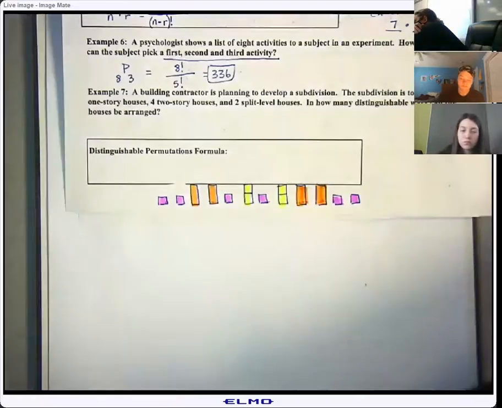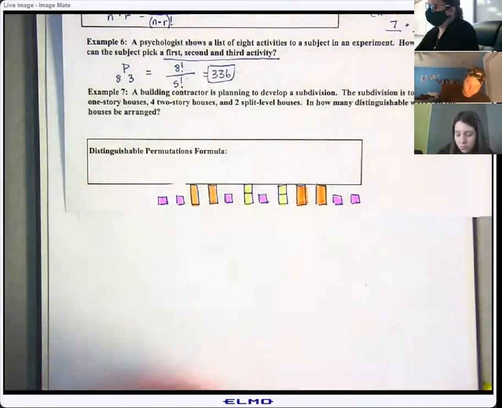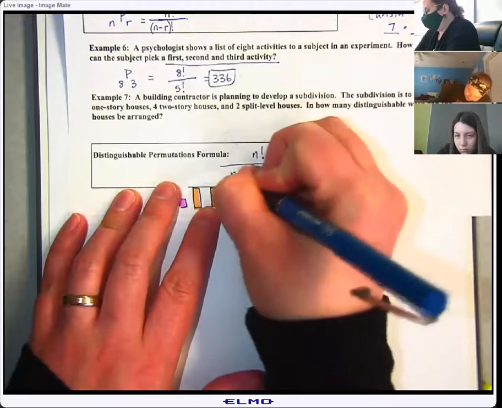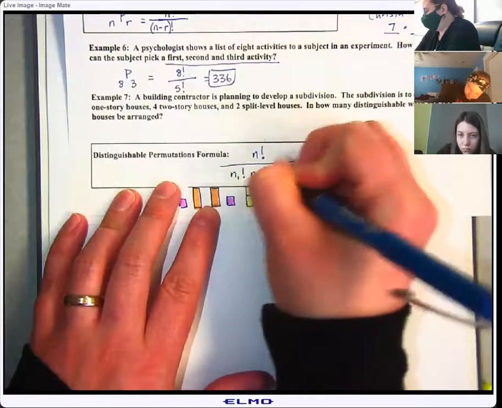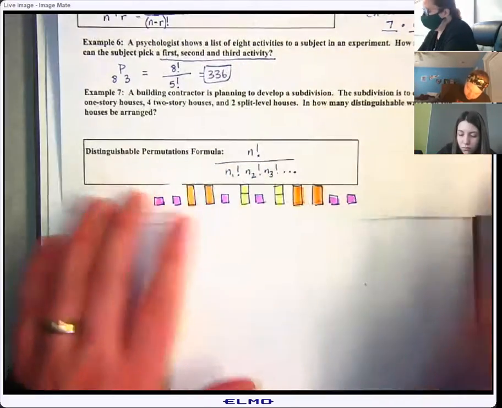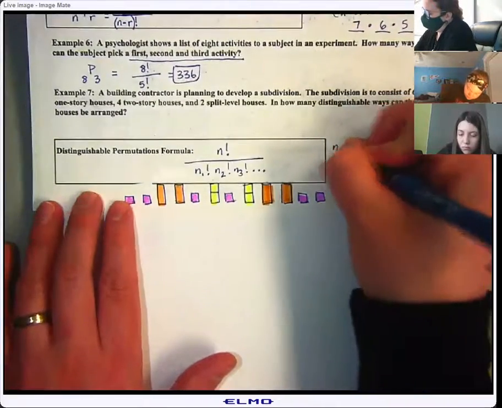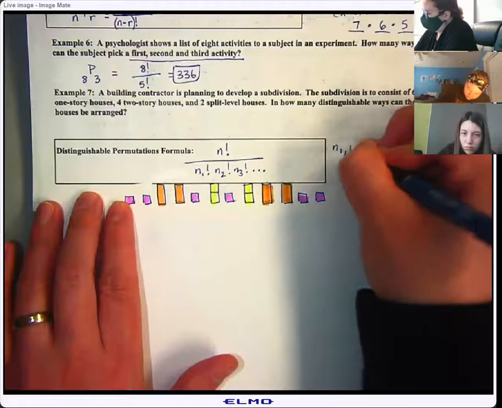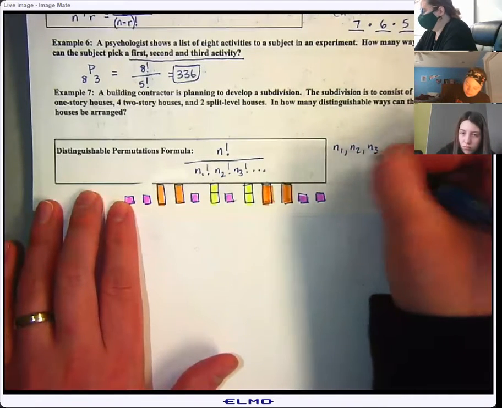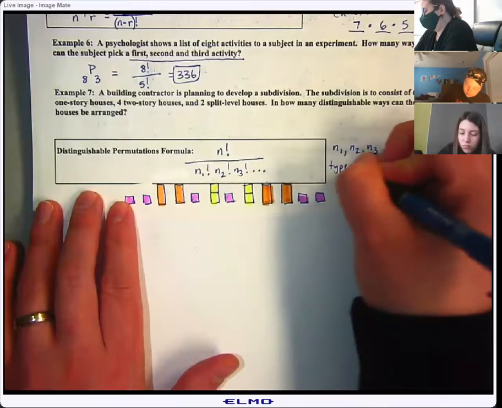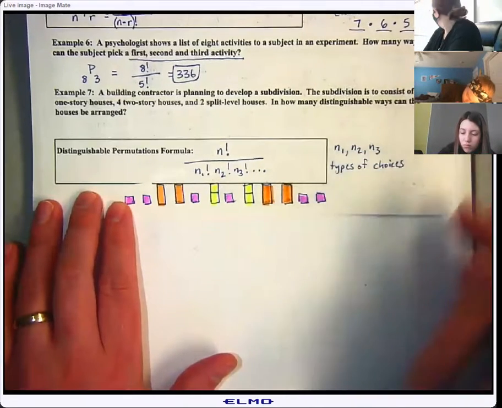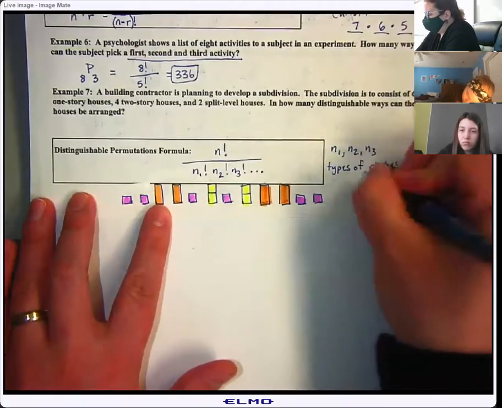It doesn't have a formula directly in your calculator. You actually have to type this in. You have n factorial on top. And then on the bottom is n sub 1 factorial, n sub 2 factorial, n sub 3 factorial, etc., depending on how many different choices you have. And I'm going to write over here, n sub 1, n sub 2, n sub 3 is the types of same choices.